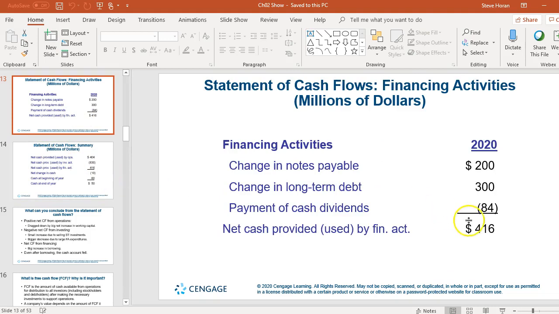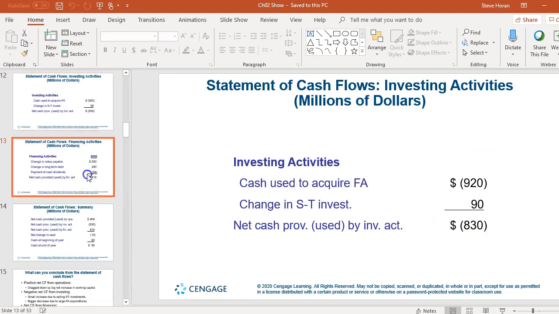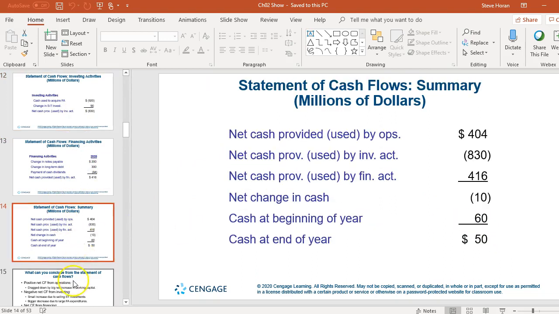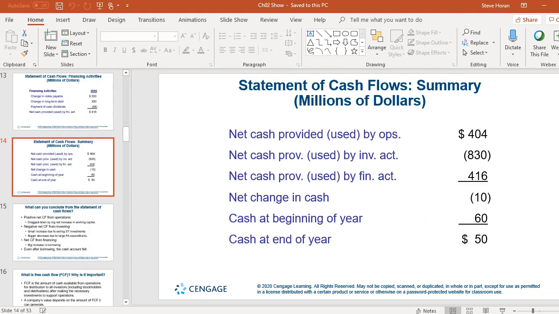So basically, this $400 million number here really went to paying for a good chunk of this $830 million right here. Okay, and then we put it all together, and so my net change in cash was a decrease of 10 million. So I had 60, now I've got 50, a net decrease of 10.